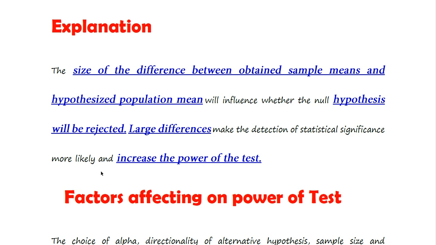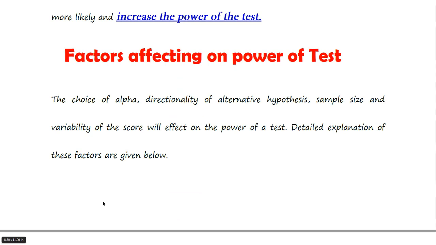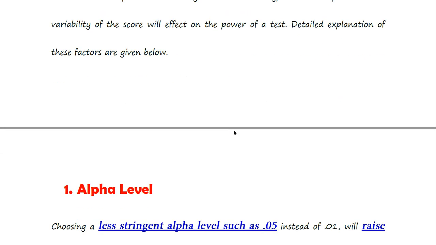Now we move further by explaining factors affecting power of test. The factors that affect power of test are choice of alpha, directionality of alternative hypothesis, sample size, and the variability of scores that we calculate from z-score. All these factors have an effect on power of test. We explain these factors here.